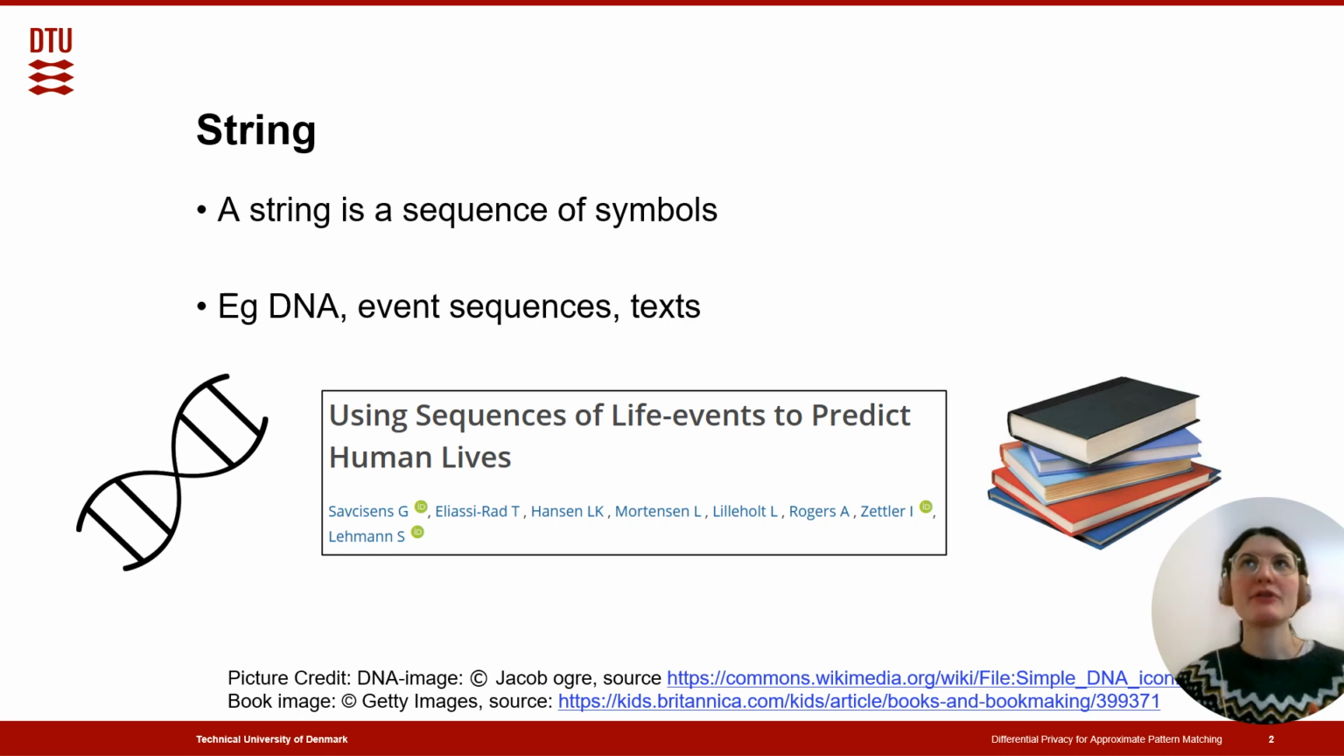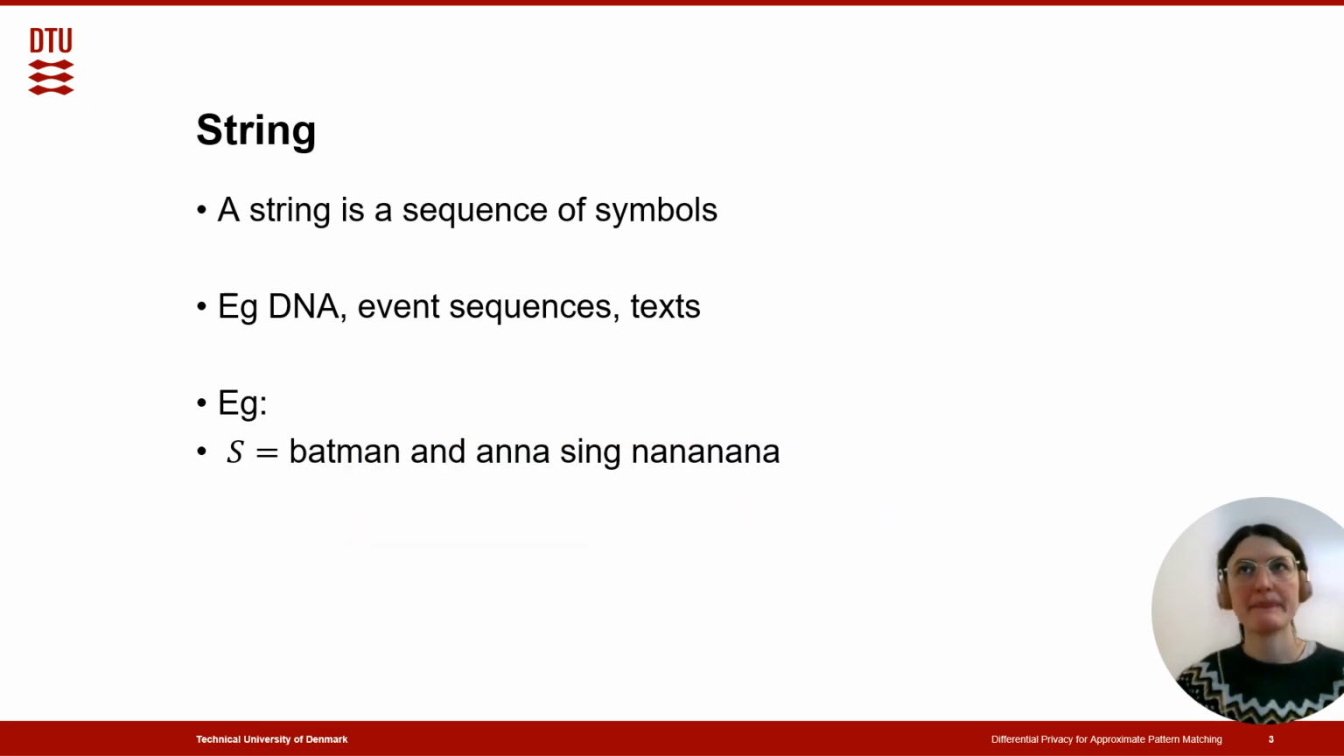So first, I'm going to define what a string is. A string is any sequence of symbols from a fixed alphabet. It can be used to model any kind of sequence, for example, DNA, sequences of events, or really any kind of text data. In this example, S is a string, and it represents the text Batman and Anna sing Nana Nana.